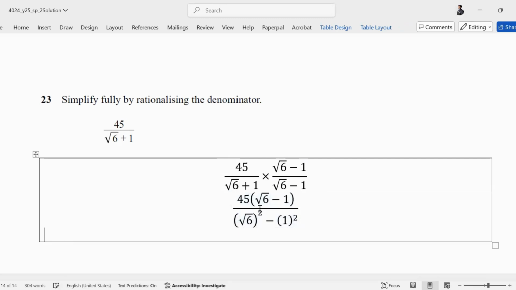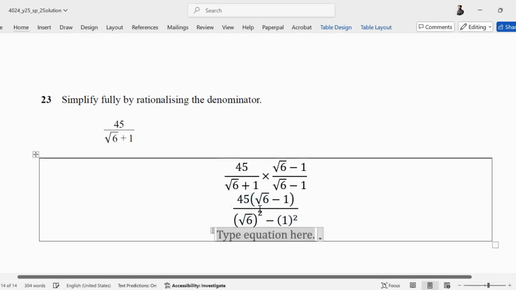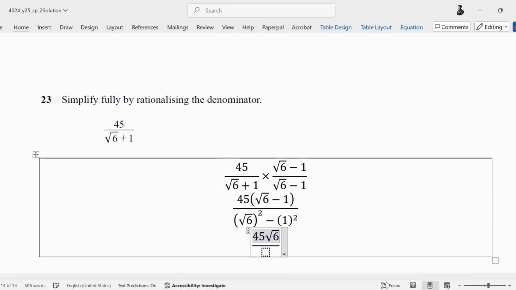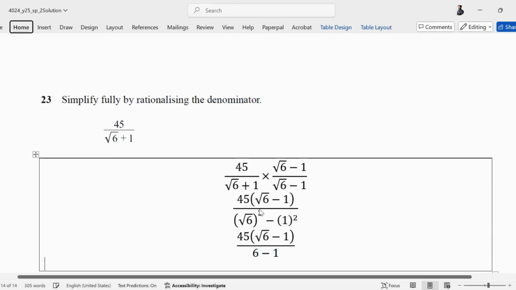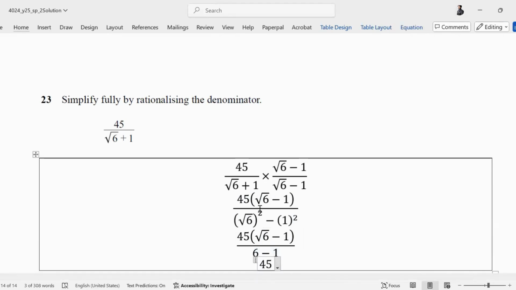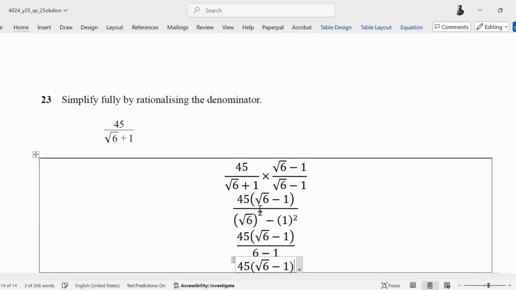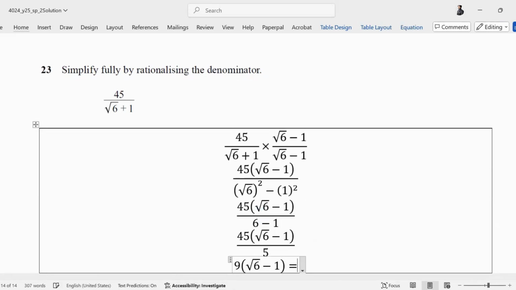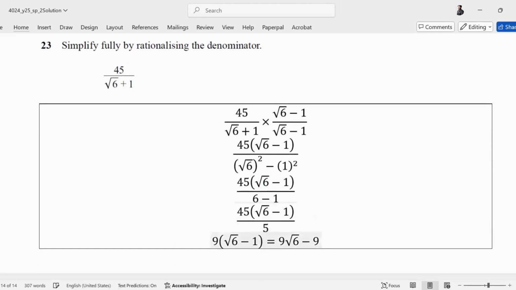And 45 will multiply by square root 6 minus 1. I'm deliberately not multiplying 45 right now because if any cancellations are possible, it will be easy to do in this way. So the denominator is 6 minus 1, which is 5. So 45 into square root of 6 minus 1 upon 5. I can cancel out this 5 and 45 and I'll be left with a 9. I can leave the answer like this, or I can say it's 9 root 6 minus 9. Both answers are perfectly fine and acceptable.